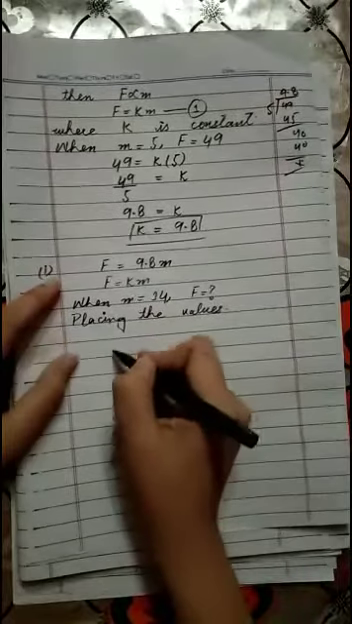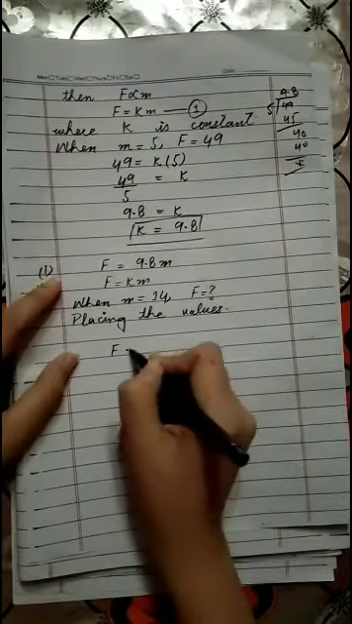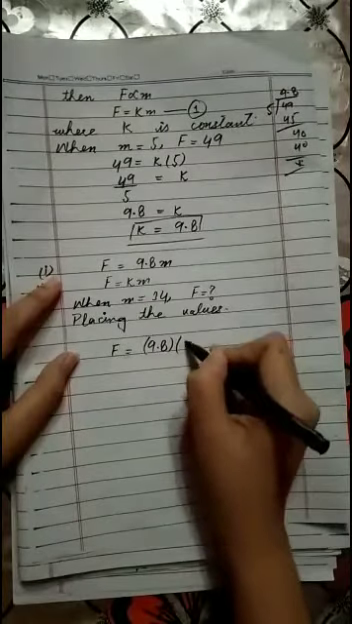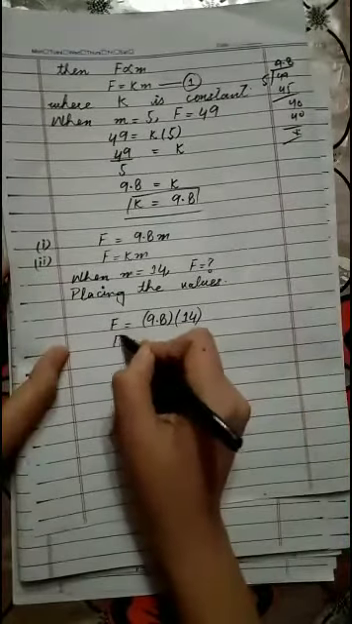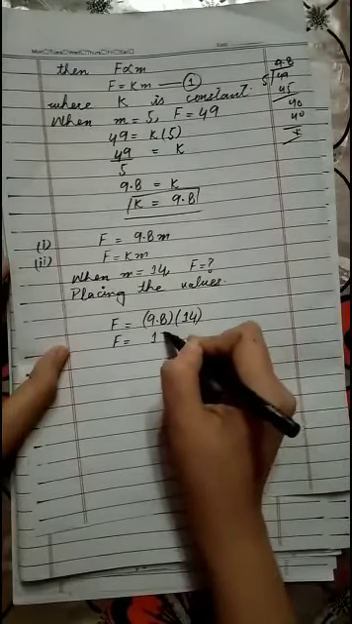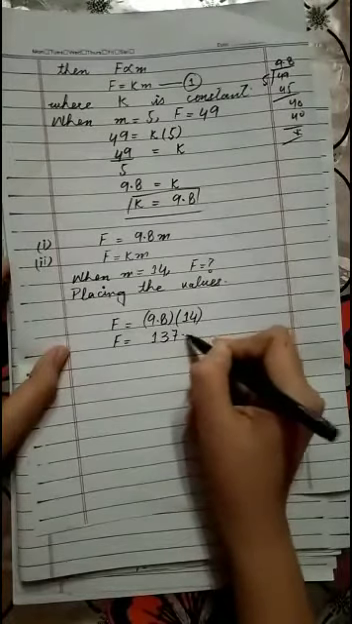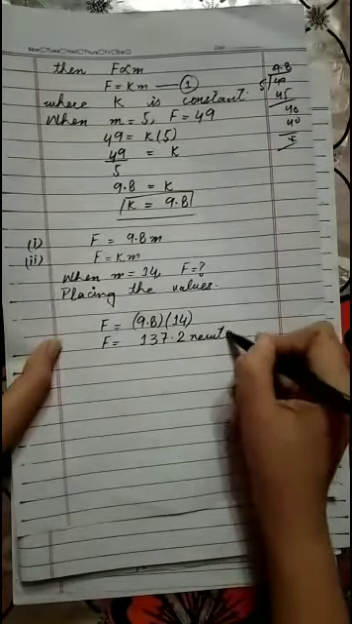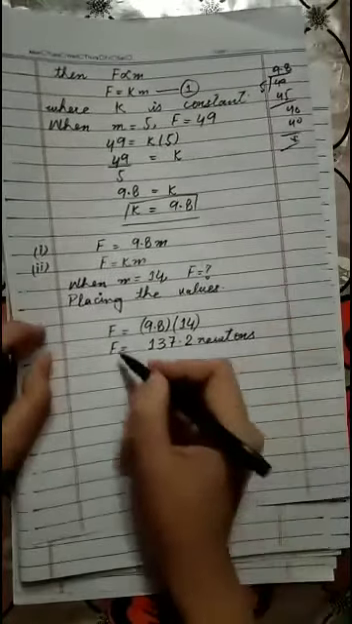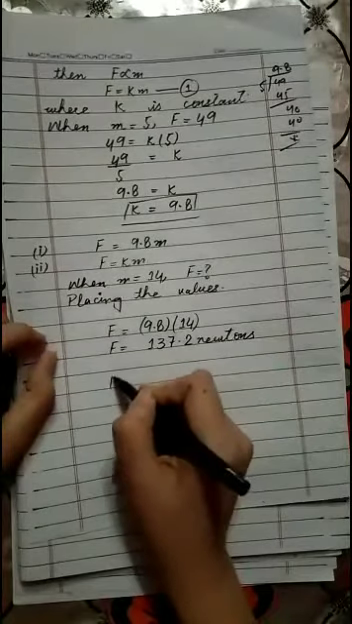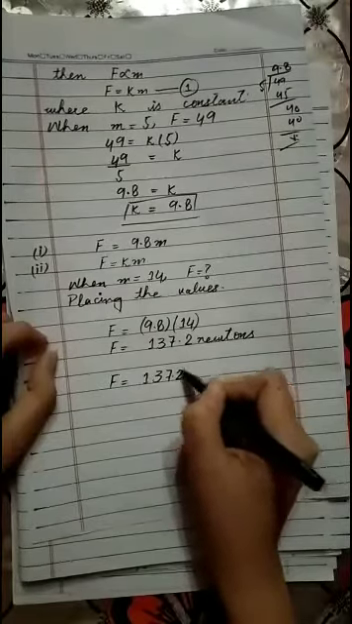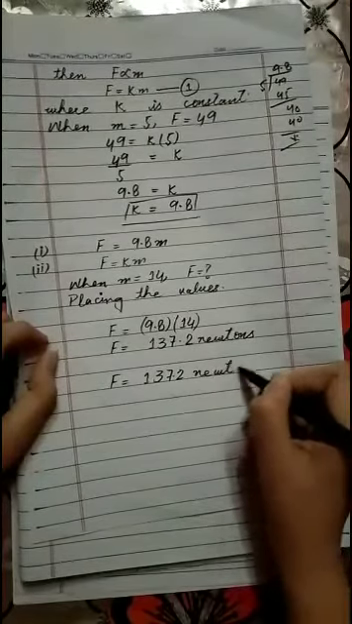What is the value of F? F we have to find. What is the value of K? We have found already, that is 9.8, and M is given as 14. So we will multiply these both. After multiplying we got 137.2 Newton force. We found the force, that is 137.2 newtons.